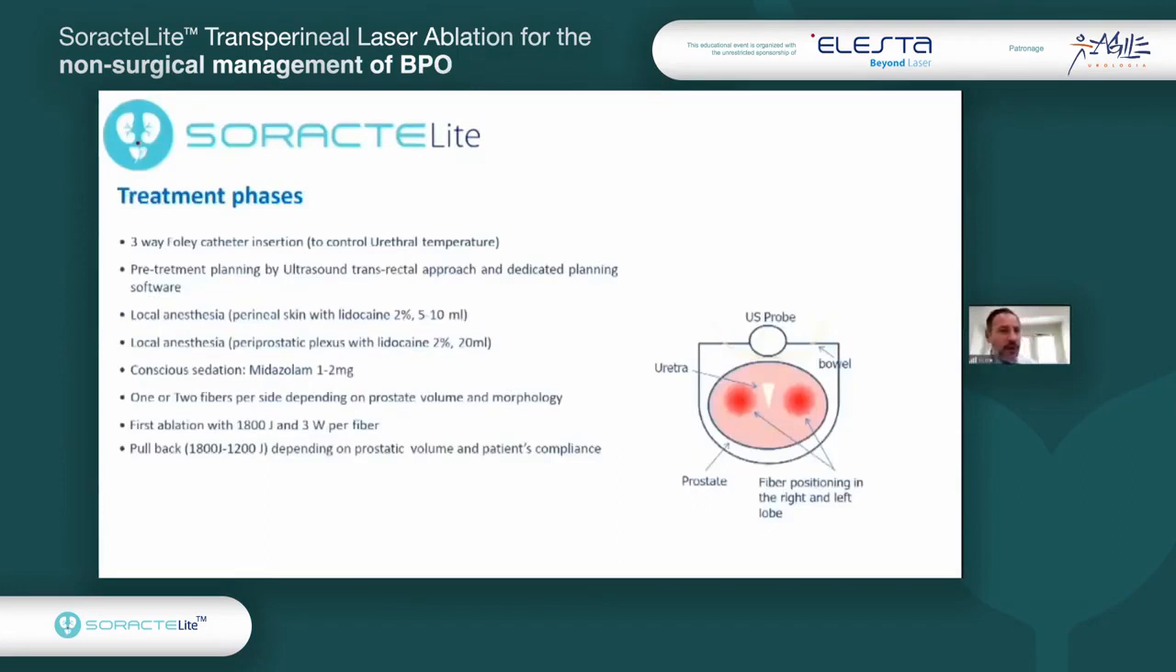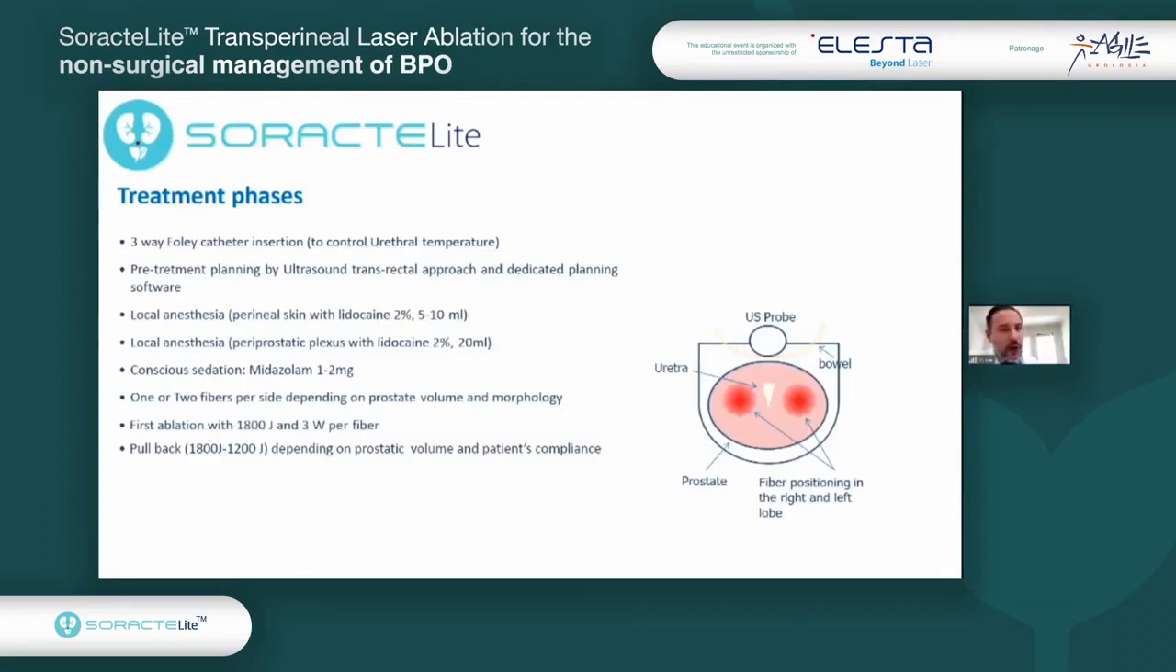This slide shows you the treatment phases of the Soractelite. So at the beginning, we put in place a 3-way Foley catheter, just to control the urethral temperature, and to assess where the urethra is under ultrasound examination. And then we perform the transrectal ultrasound in order to define the prostatic volume and the prostatic morphology of the gland.